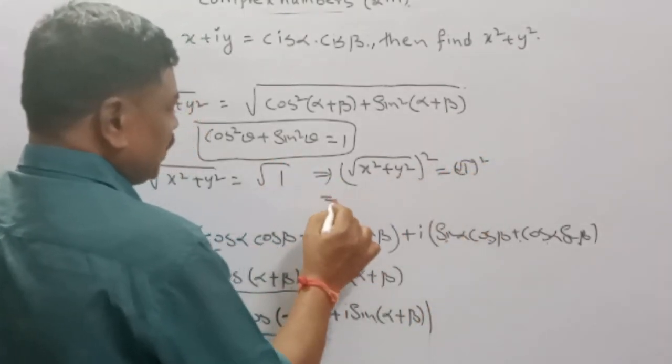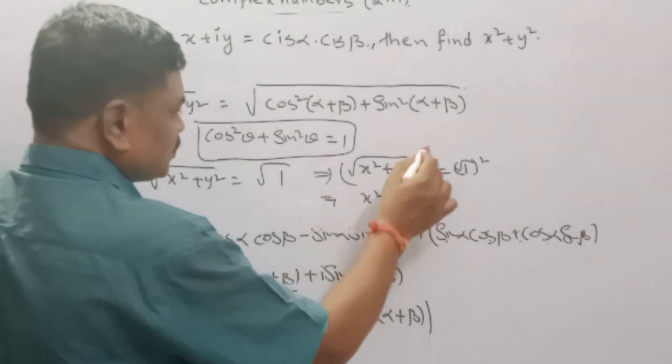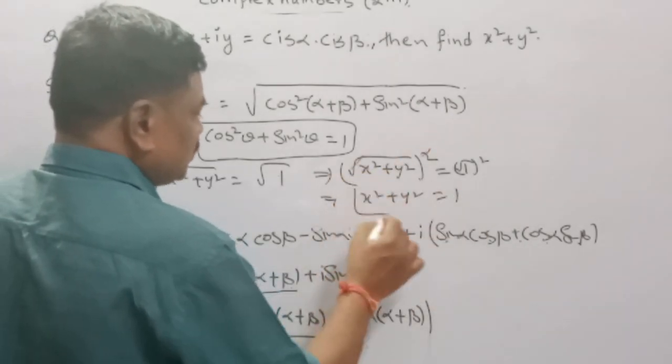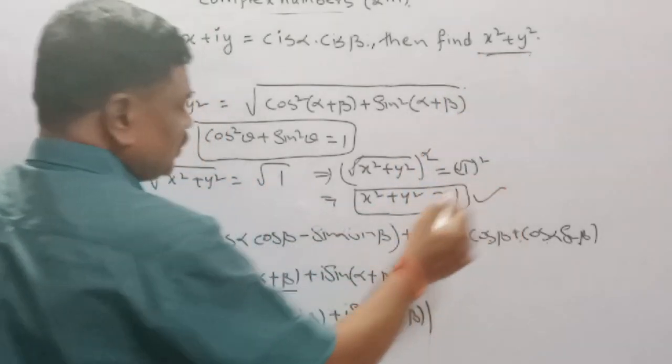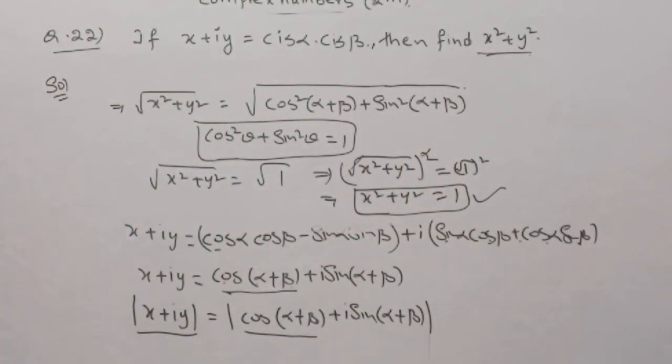Squaring, the square root cancels, and x² + y² is equal to 1. That is the answer. That's all.